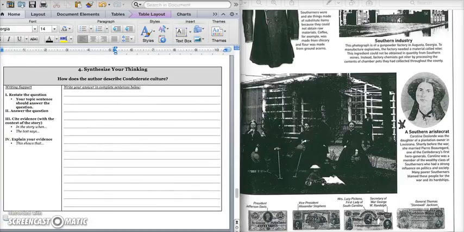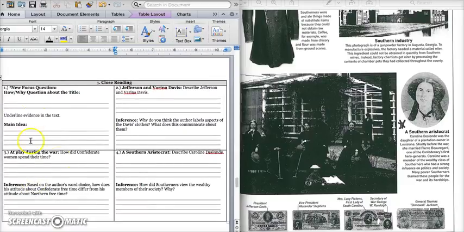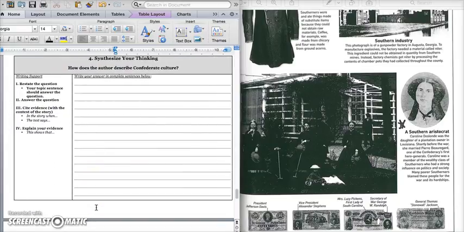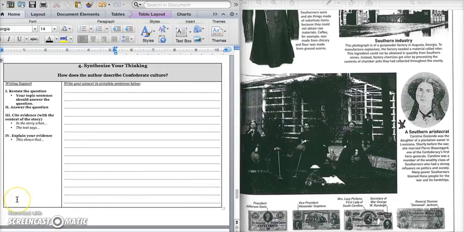It says, how does the author describe Confederate culture? And we know that we can use our main idea about Confederate culture, and then we can use evidence from these three boxes to support our ideas about whether or not the author thinks Confederate culture was a positive, successful time in our country, or whether it was a negative time in our country's history.